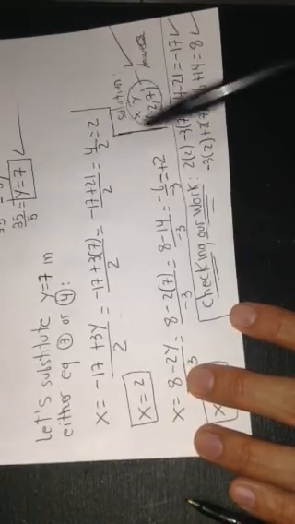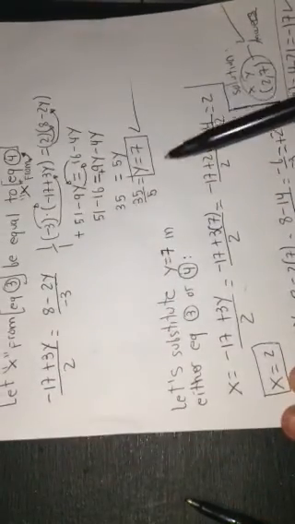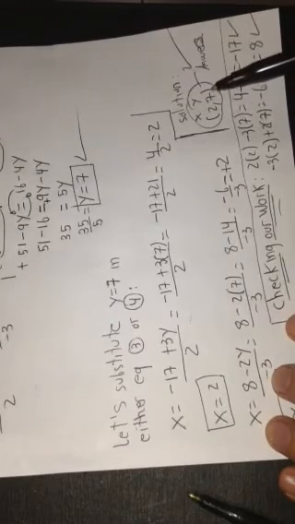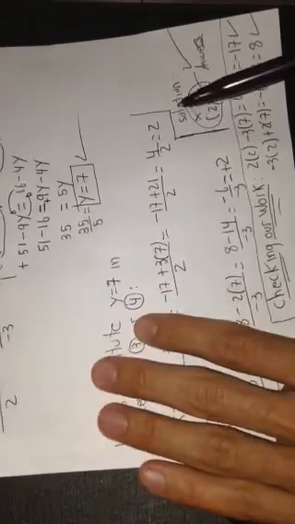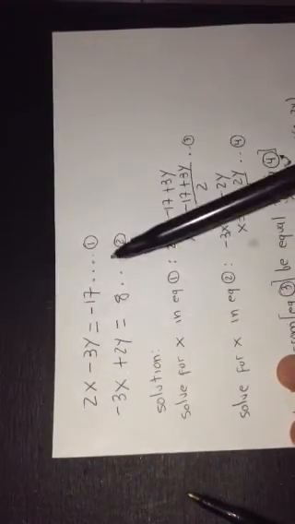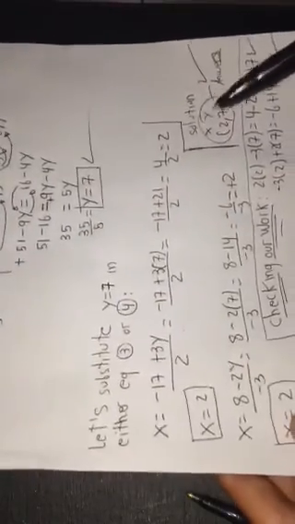So both values of x and y checked out in both equations. So in this case, I can say that this ordered pair (2, 7), the ordered pair x and y, is our final solution to the given problem. We already checked that those two values satisfied both equations. So this is our final answer. We checked our work. We're done with this problem.